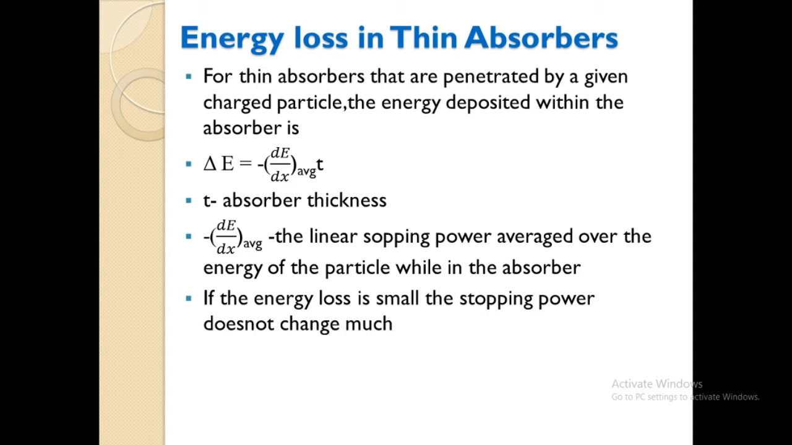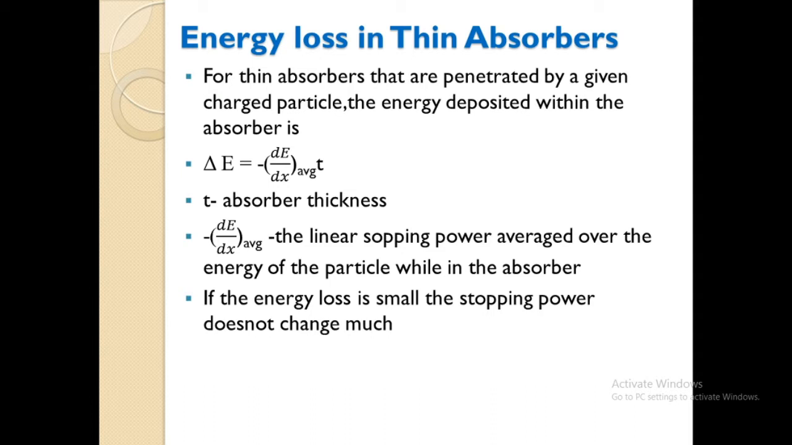When charged particles penetrate thin absorbers, the energy deposited within the absorber is calculated as delta E equals minus dE by dx average into T. Here, T is the absorber thickness and minus dE by dx average is the linear stopping power averaged over the energy of the particle while it is in the absorber.